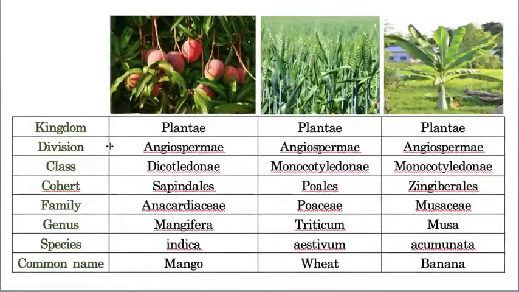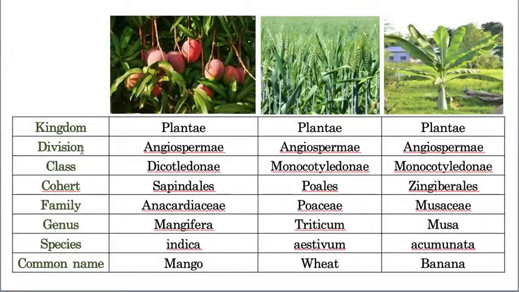Now it has a division, that means phylum, Angiosperms, and class is Dicotyledons. And order is Sapindales, and also family and genus. So this family is Anacardiaceae, genus Mangifera, species is indica, and common name is mango.